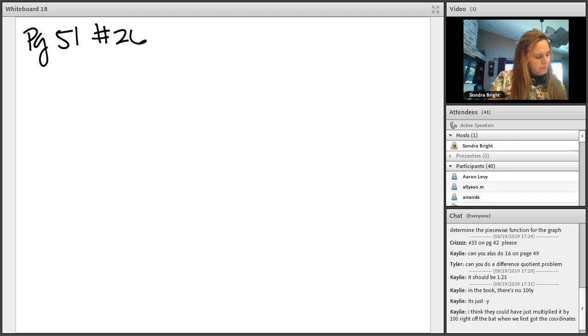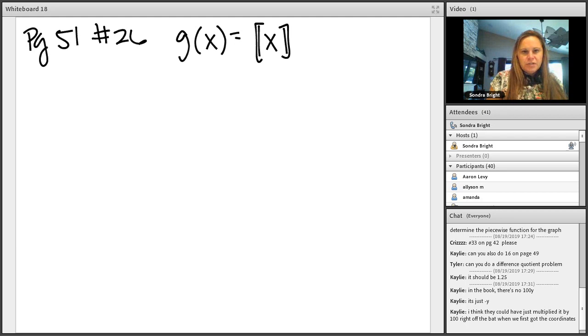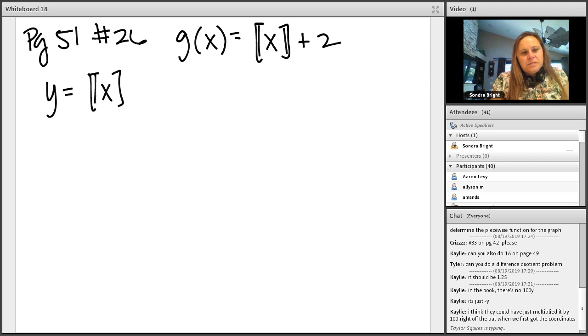All right, we've got g of x is equal to greatest integer function of x, plus 2. I would use transformations on this. Y equals greatest integer function of x is going to be closed on the 0, open on the 1, stair step, right?